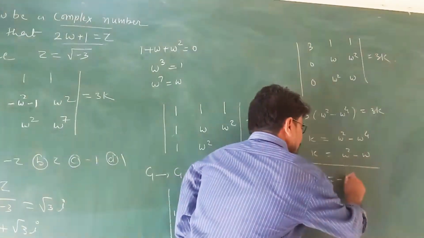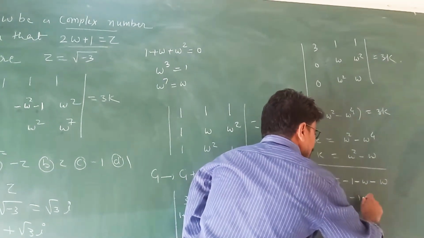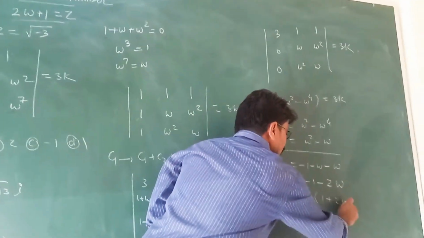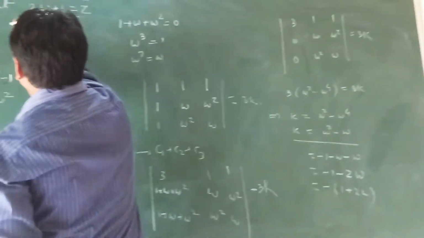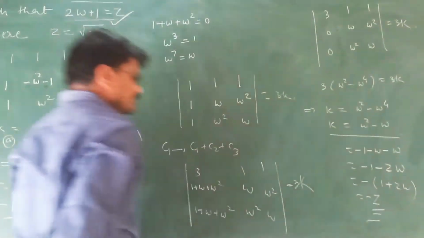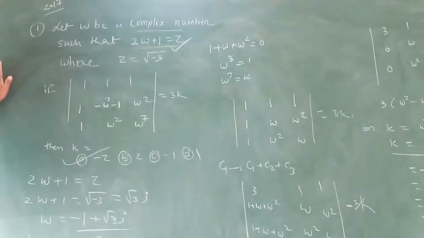So this is -1 minus omega, and again minus omega, -1 minus 2 omega, take minus common, 1 plus 2 omega, 1 plus 2 omega is z. So therefore this is minus z. So finally our answer is minus z. This was the 2017 main question.